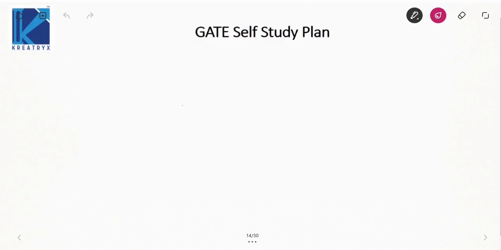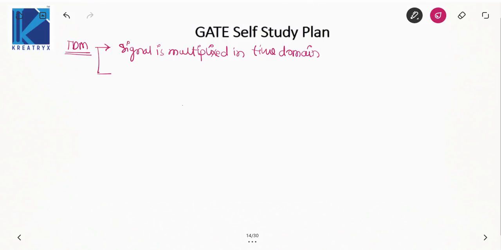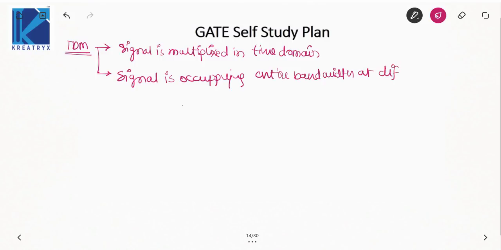Now let us understand what is time division multiplexing. In case of time division multiplexing, the signal is multiplexed in the time domain. So the signal is occupying the entire bandwidth, but at a different or unique time slot. So here the bandwidth is divided in terms of time.